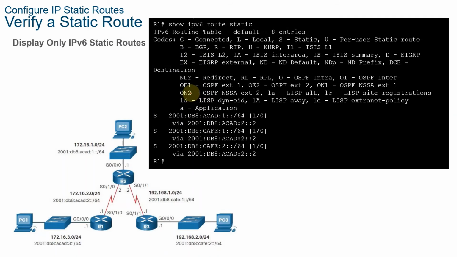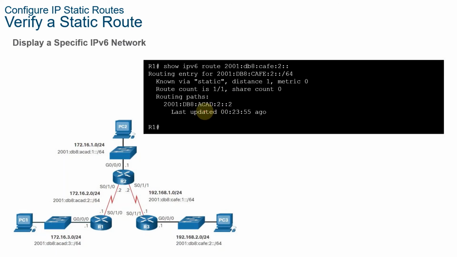Next, display only IPv6 static routes. So that would be show IPv6 route static. This output shows only the IPv6 static routes in the routing table. Also note where the filter begins the output, excluding all the codes. All right. So show IP route static.